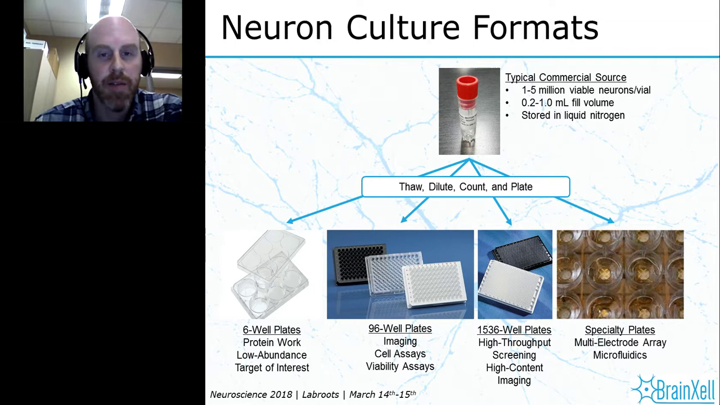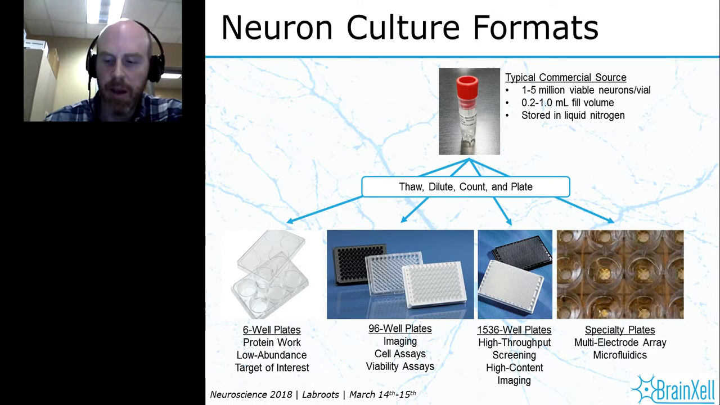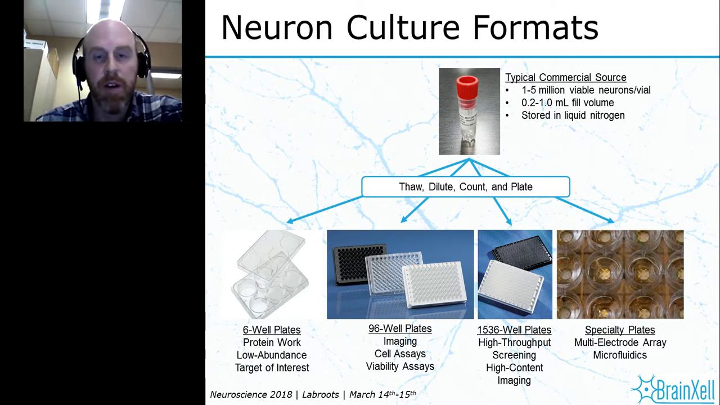And I'll just talk about from a commercial source, what people receive is, at least from us and from others, there's going to be a vial of neurons. And typically we're talking about single-digit millions of neurons in a certain fill volume. And of course, these are stored in the liquid nitrogen. Storage is important because these are overall very sensitive cells.